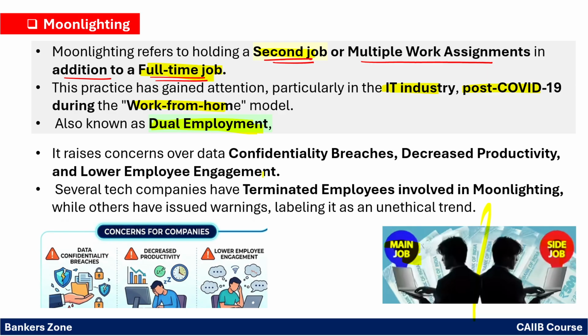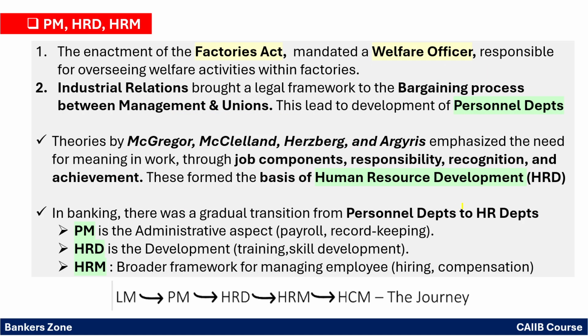So what are the concerns here? See, companies say that there can be confidentiality breaches, there can be decreased productivity, or lower employee engagement can be there. So these are the reasons stated by the company. These are the concerns for the company. Several companies have terminated employees also, and several companies have issued warnings to their employees, saying that it is an unethical trend. Okay, moonlighting, very easy. Now PM, HRD, HRM.